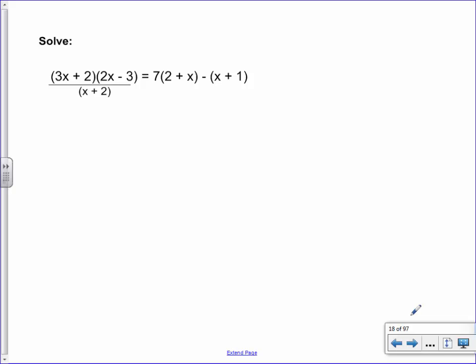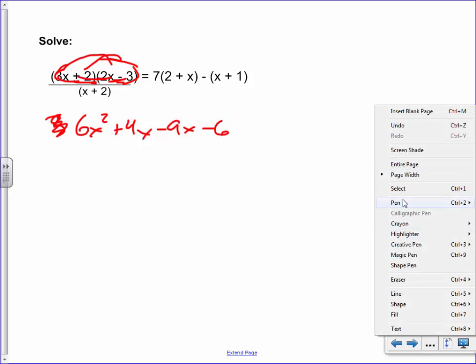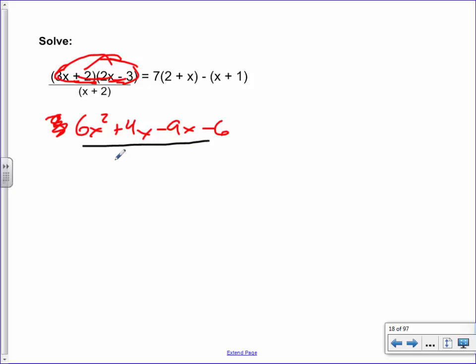So where should we start on a question like this? What skills do you possess? Like, what do you see that you can do? Yeah, you can FOIL this little bit right here, right? Let's start with that. So let's FOIL this mess here. You'll get a 6x squared. You'll get a 4x. You get a negative 9x. And you get a minus 6. So I'll just kind of color code it. This in red right here, that's right there. Below it, I'm going to leave the x plus 2.